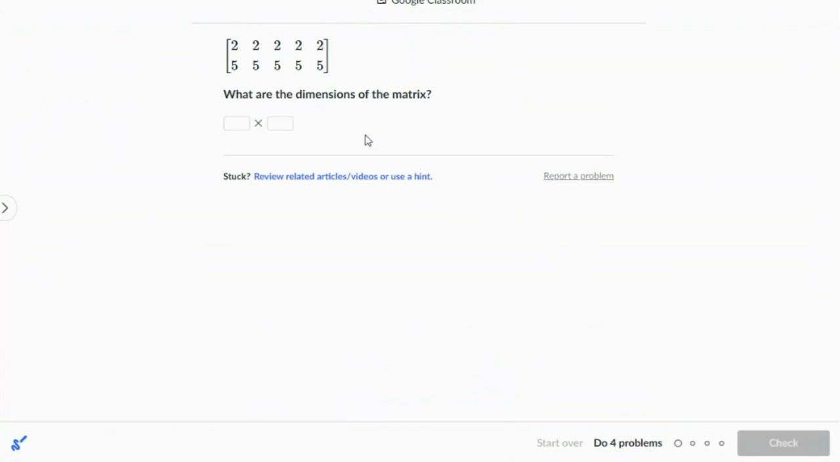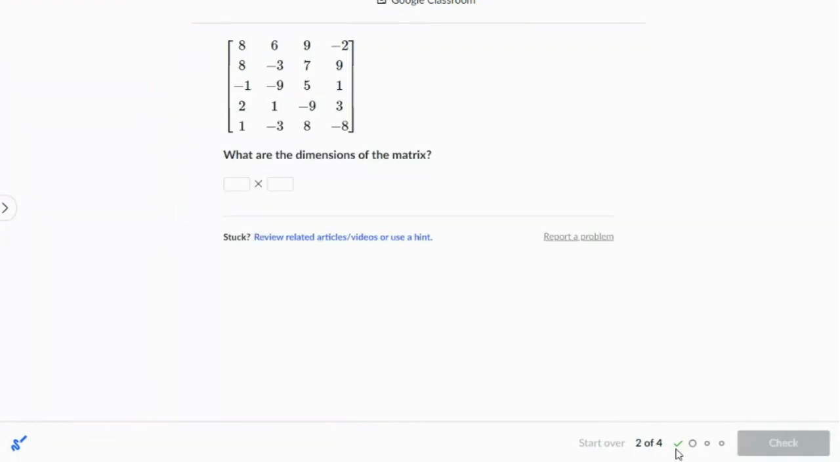All right, here's our first question. What are the dimensions of this matrix? We can kind of do this together. You may have different questions when you do this on your own. They kind of randomize at Khan Academy. Joy says it's 2 rows and 5 columns. 2 by 5. Yeah, let's just check down here. Check. Oh, good work. You got it. Onward.